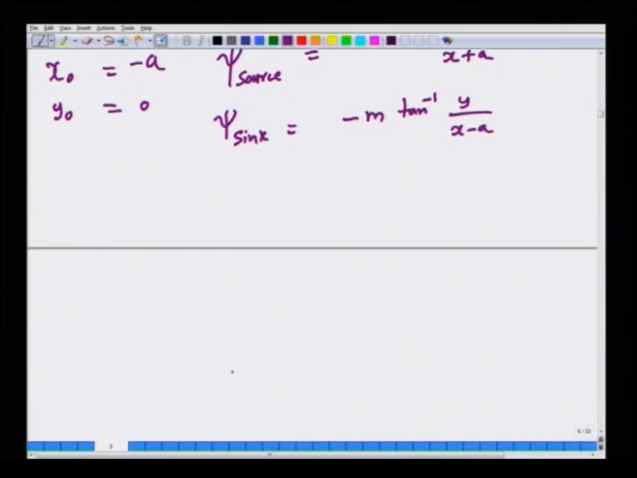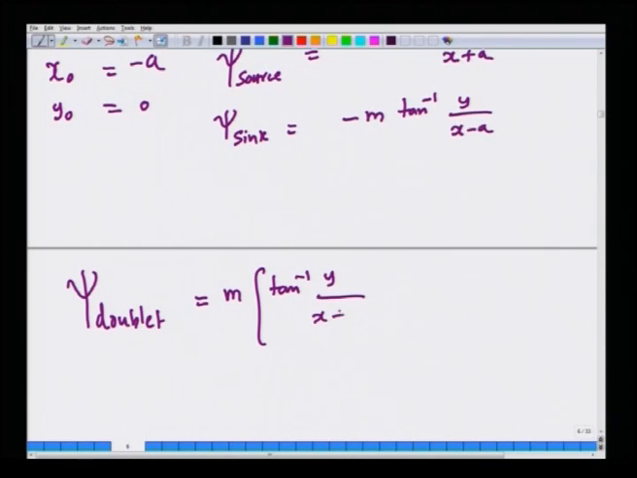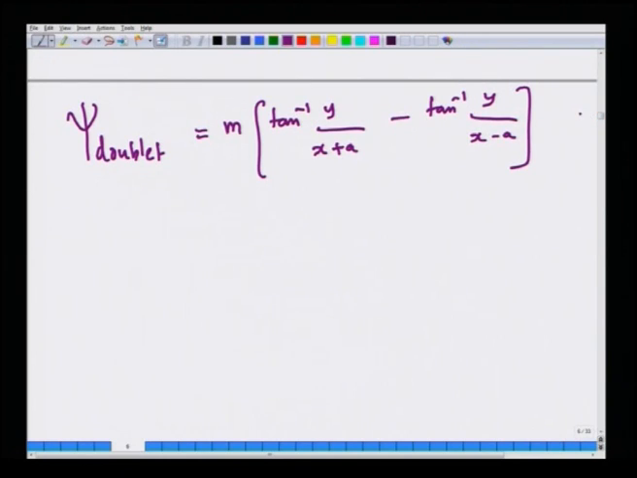Okay. So, psi doublet, which is essentially a superposition of these two, is m times tan inverse of y divided by x plus a minus tan inverse of y divided by x minus a. So, by linearly combining the two solutions for psi source and psi sink, we have easily obtained the solution for a doublet. Now, we want to take the limit.